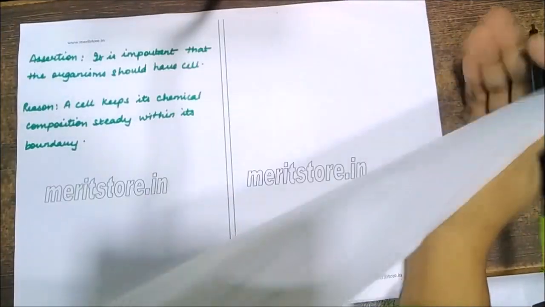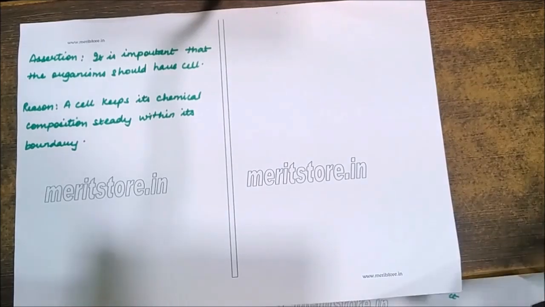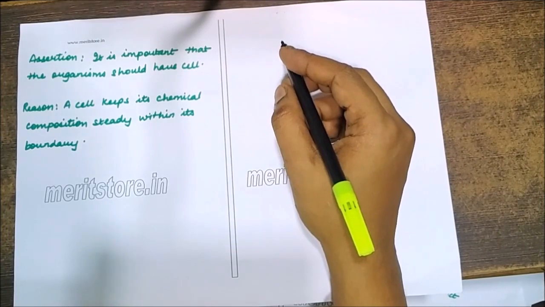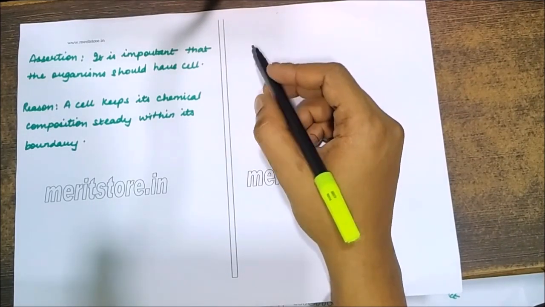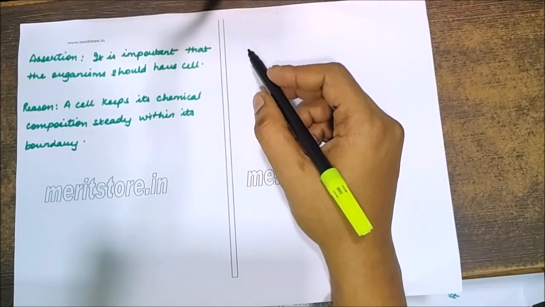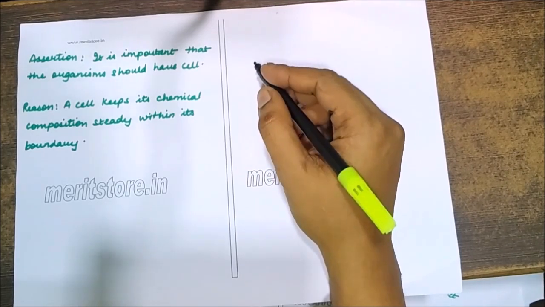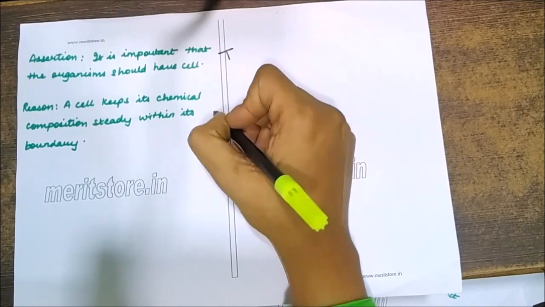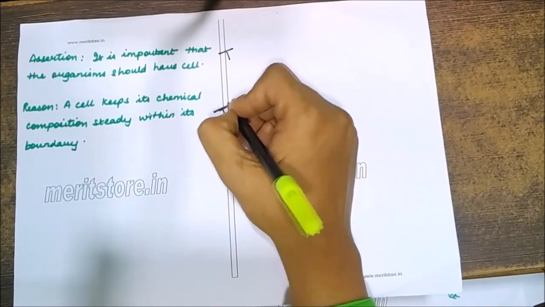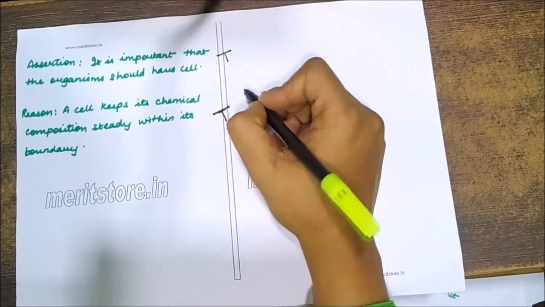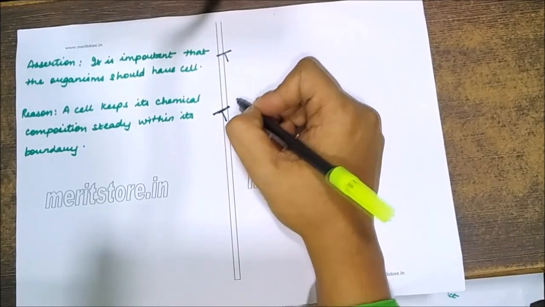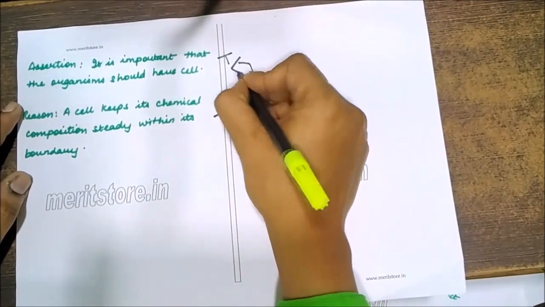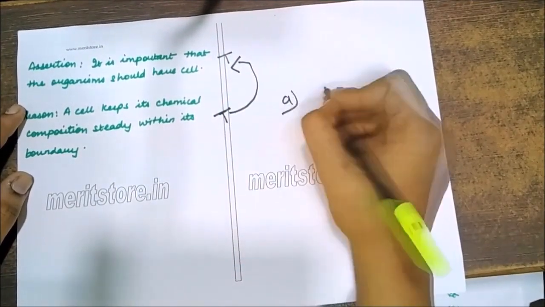Next, it is important that organisms should have cells. A cell keeps its chemical composition steady within its boundary. Now both of these statements are correct, and this is a correct explanation for the first statement. So the correct option is A.